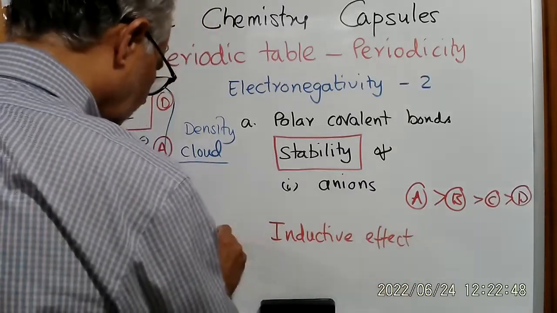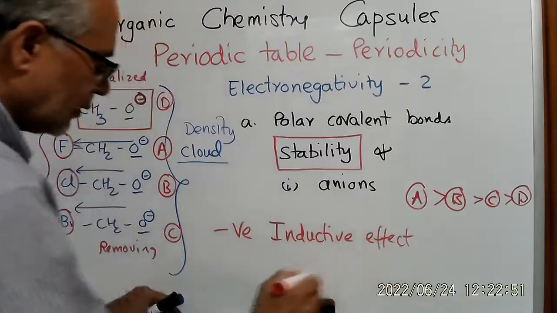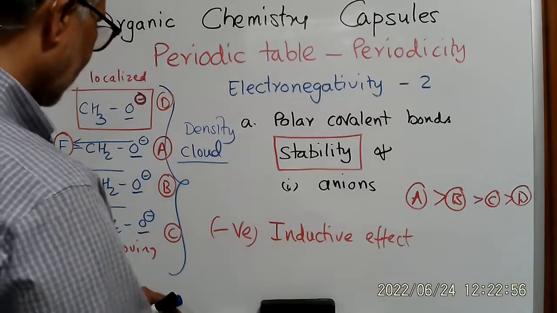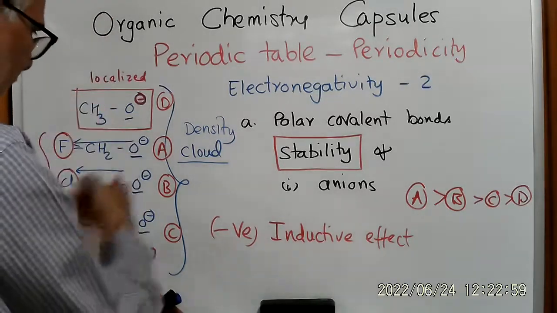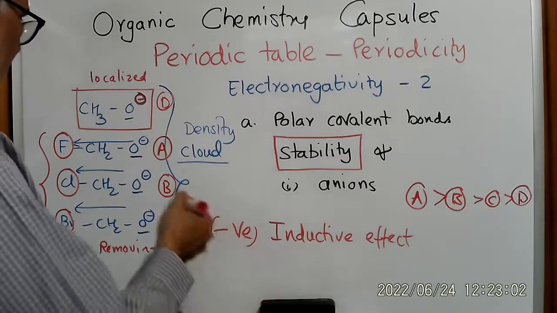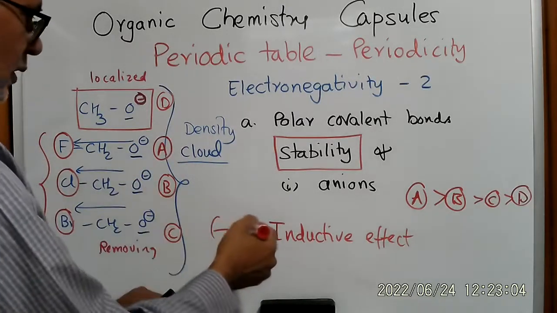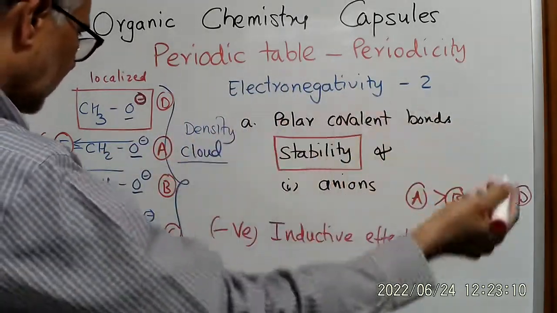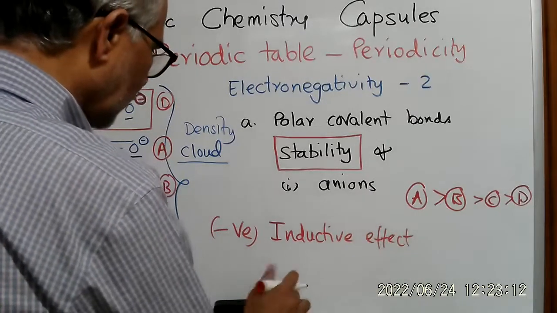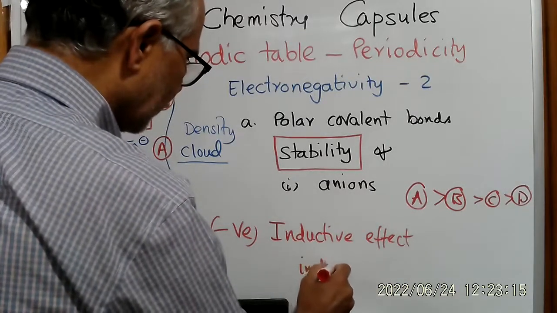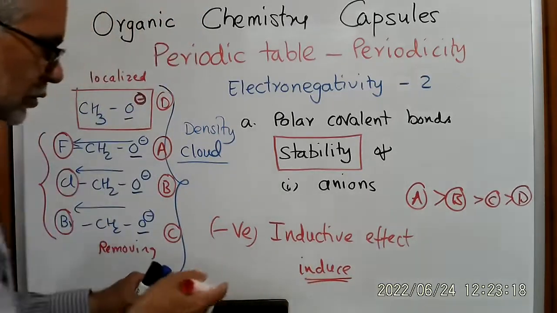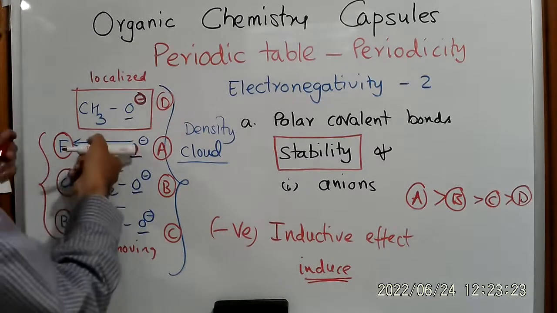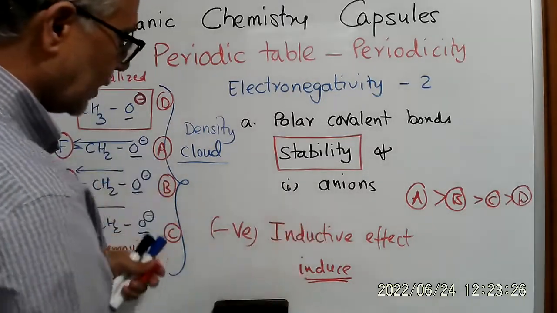And we qualify it with a negative. So there is also a positive inductive effect and a negative inductive effect. This is the negative inductive effect: the ability of these halogens to remove electrons from a given atom. It's called negative inductive effect. You can think about this as induce. The electrons on the oxygen atom are being induced away from wherever they are on the oxygen atom. So a negative inductive effect.